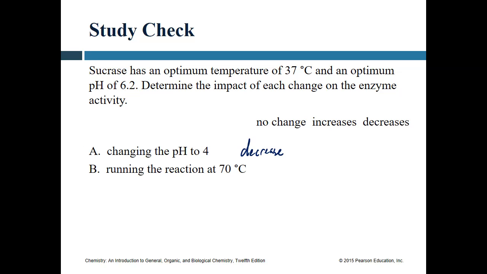Chances are pretty good that if we are going too far outside of the boundaries, we're going to see decreases across the board. And in the case of B, 70 degrees is well above 50. We're getting full-on denaturation of that protein here. There's no coming back from that. Whereas with a pH of 4, there's a possibility that if we were able to raise the pH back up towards 6.2, maybe some of that would be able to revert back to how it was and not be fully denatured. But that's not necessarily a given.